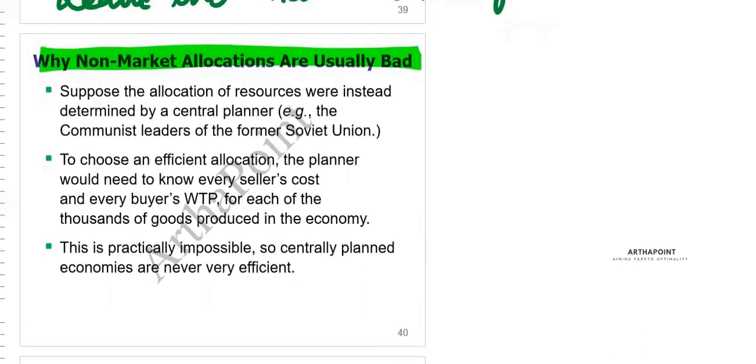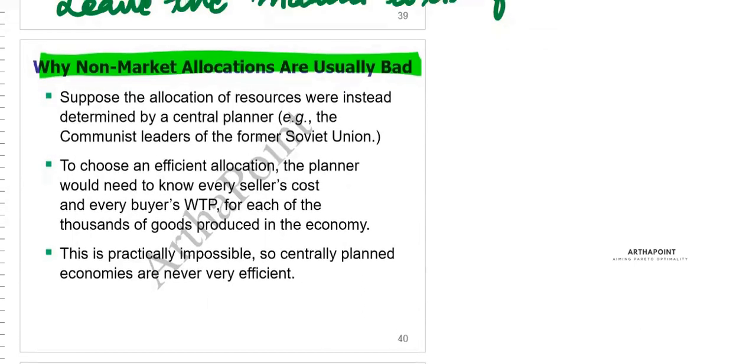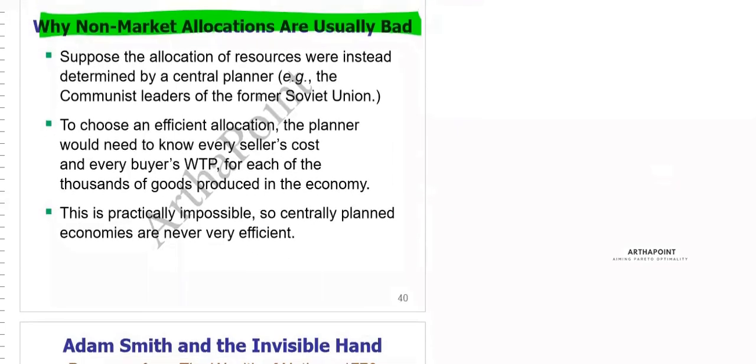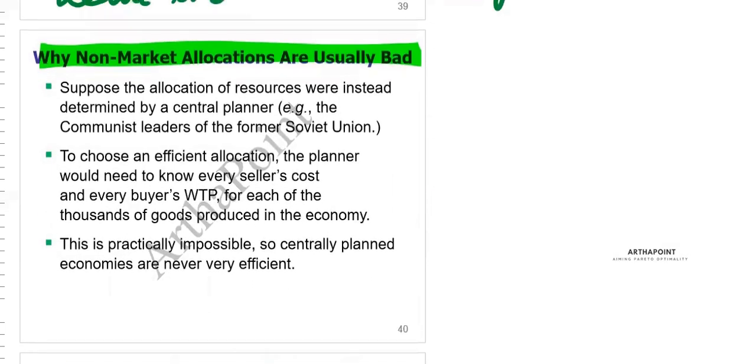Non-market allocations are usually bad because they cannot know what the willingness to pay and willingness to sell for each consumer and producer is. They impose an outcome which is not efficient. Okay, so market allocations are not very useful. Now let's read this through.